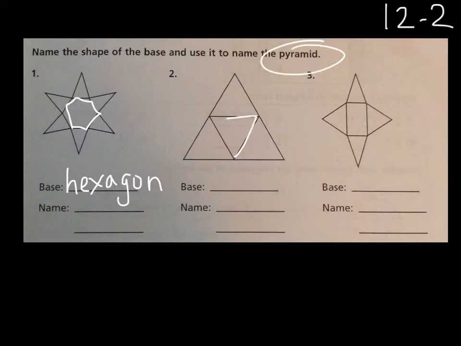The base is a triangle. The name of it is a triangular pyramid. The base is a rectangle. The name of the shape is a rectangular pyramid.